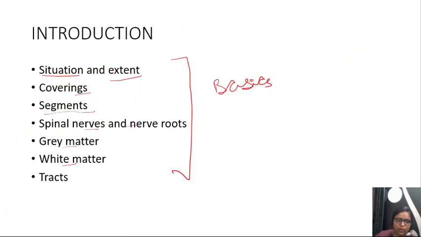So our next topic is nerve roots. See, how can you see the nerve roots? See, for example, we have talked about the segments of the spinal cord, right? Any doubt in it?